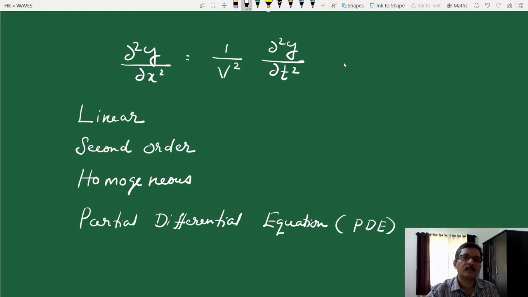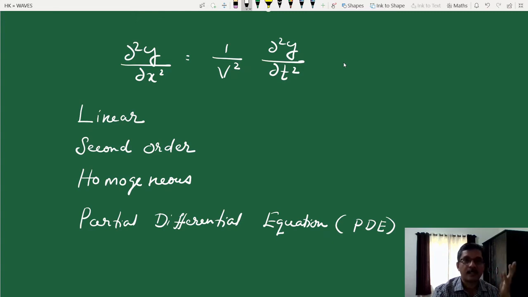For example, there is a 1 by v square. I am not talking about that. The term containing either the unknown function y or its derivative, its power is always 1. That's why it's a linear equation. If the equation is of the form like dou square y by dou x square, the whole square or whole cube, it's not a linear differential equation. It's a non-linear equation. So if the power of each term containing the unknown function is 1, then it's called a linear differential equation.